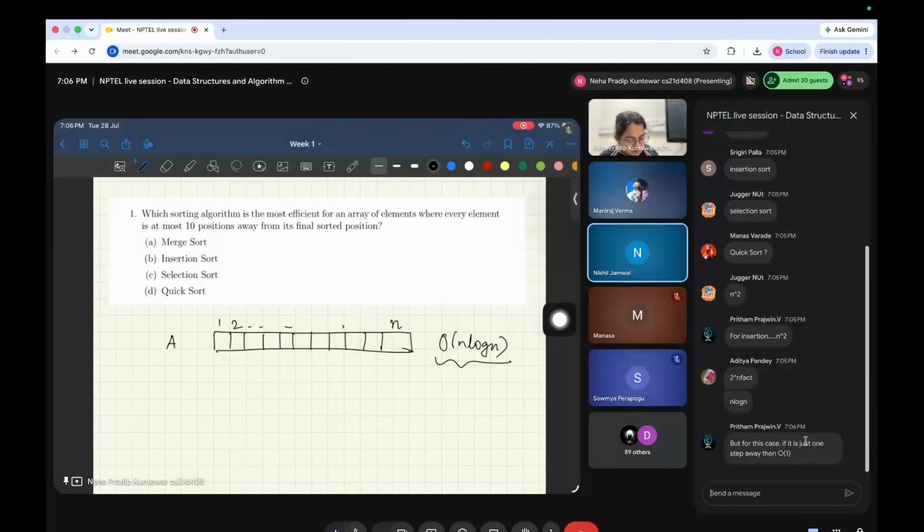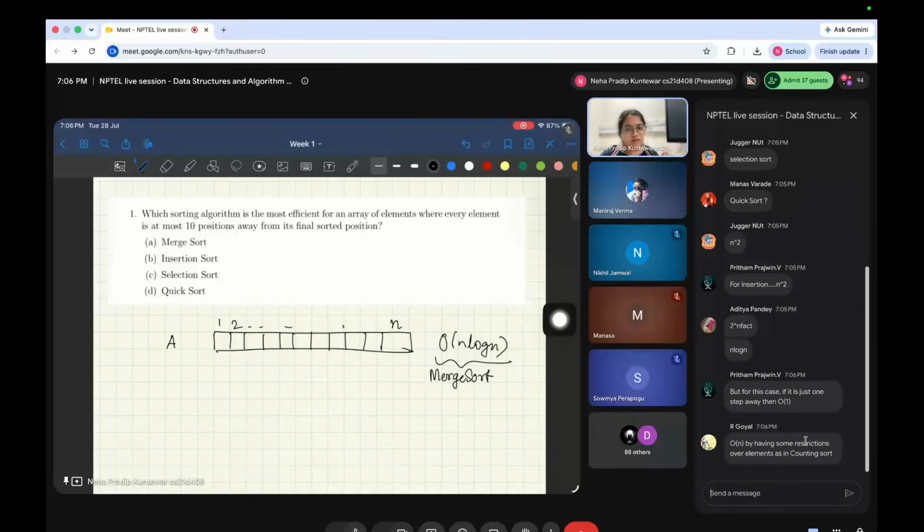Okay, so merge sort gives you n log n, and in fact it can be shown that you cannot do better than n log n. Any comparison based sorting algorithm must in the worst case require n log n operations. There's a nice proof for this, but we will not get into it.